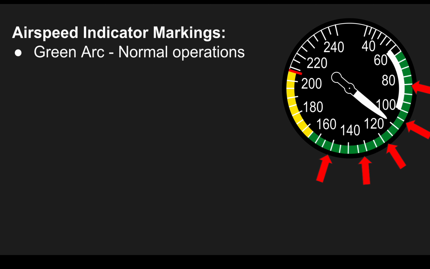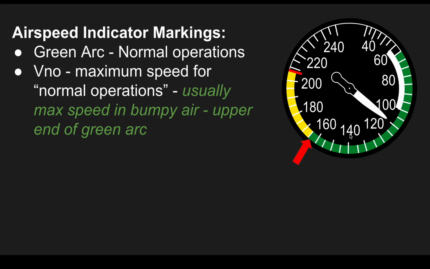Then we have this green arc. The green arc is for normal operations. This is where you're kind of cruising around. You can do lots of different things in this. Depends on what maneuvers you're doing, but typically green arc is just kind of a nice safe range for cruise flight. Then we have VNO. This is the maximum speed for normal operations. I like to think of it as like the max speed in bumpy air. It's the upper end of the green arc. Okay, so if it's getting turbulent, you want to stay down here in the green arc.